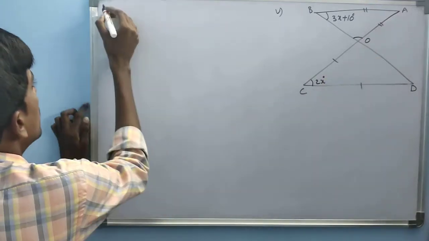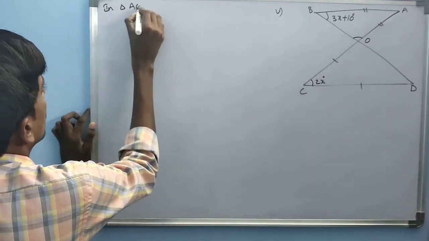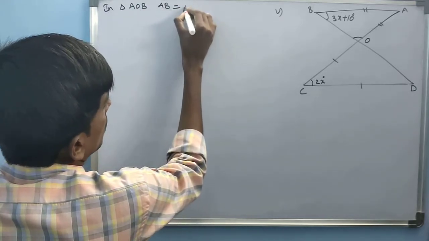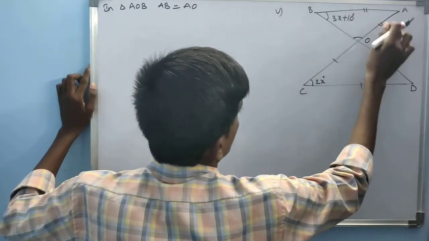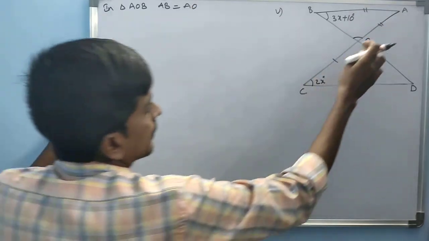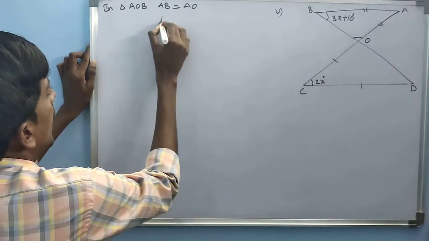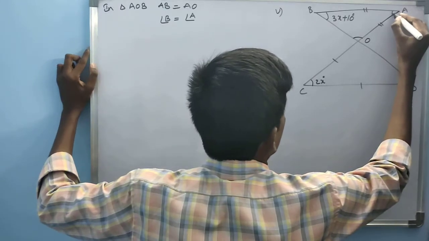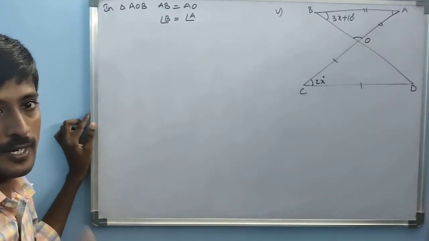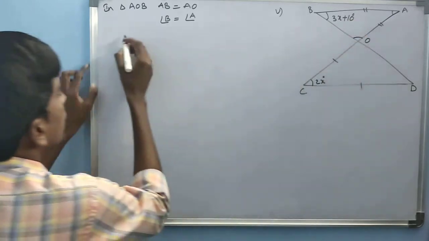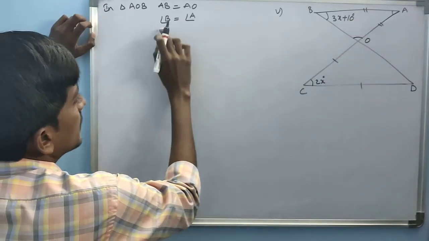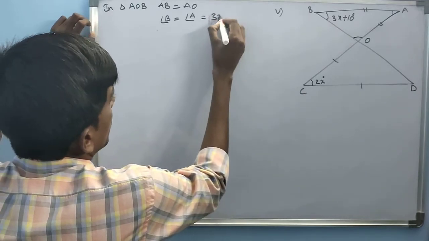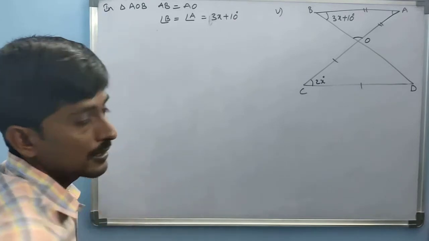In triangle AOB, AB equals AO. So, angle B is equal to angle A. So angle B equals 3x plus 10 degrees.